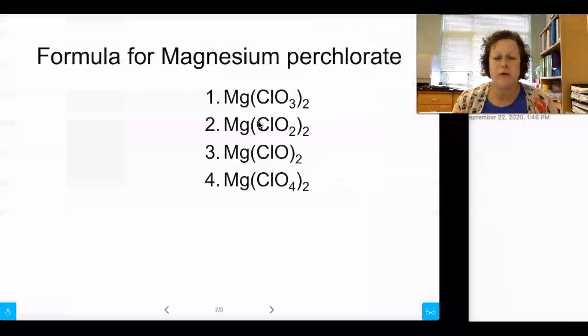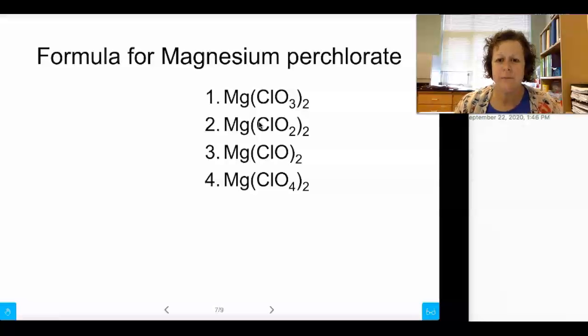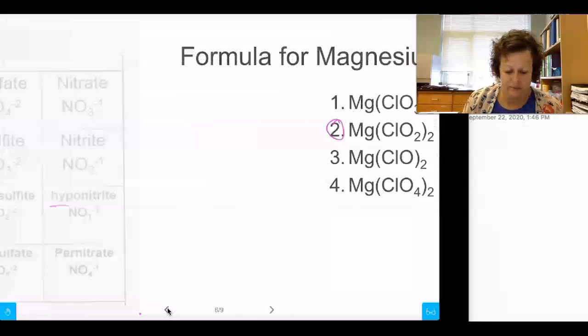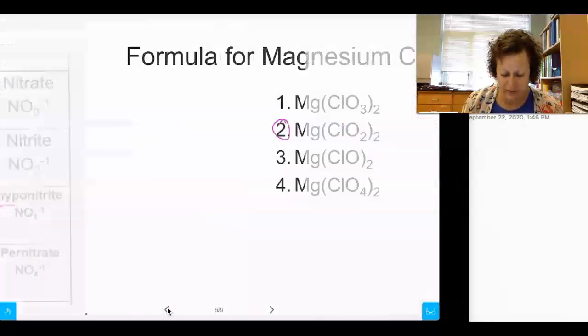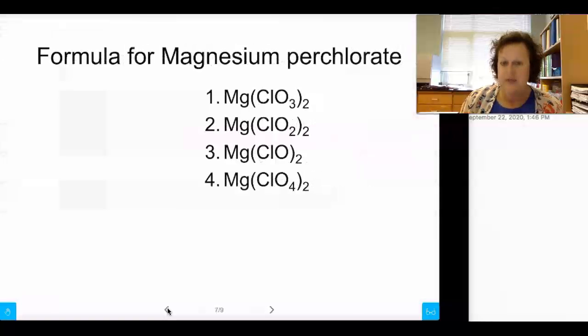The next review question. Formula for magnesium perchlorate. Perchlorate. All right, let's go look at that chart again. Perchlorate was if you add a 1, you add per, so that's ClO4, but we'll go check. Perchlorate, ClO4, oxidation's -1. So magnesium's 2, ClO4. If you picked number 4, you're correct.